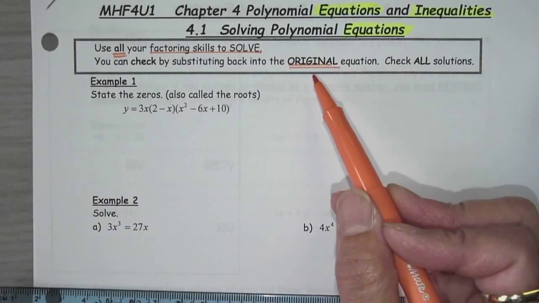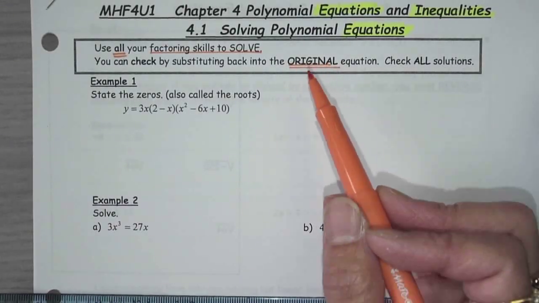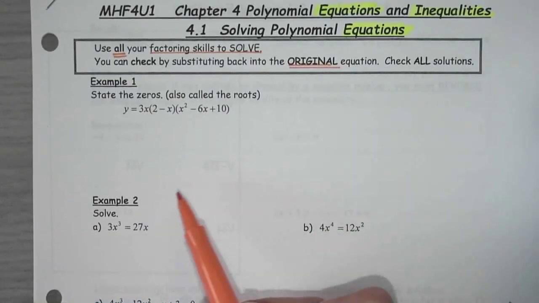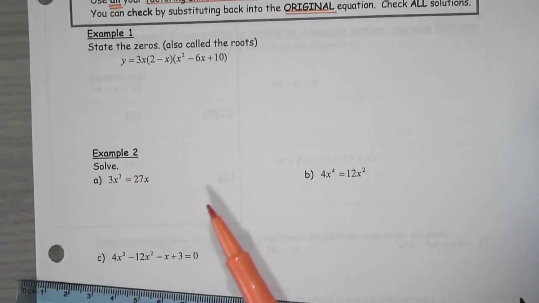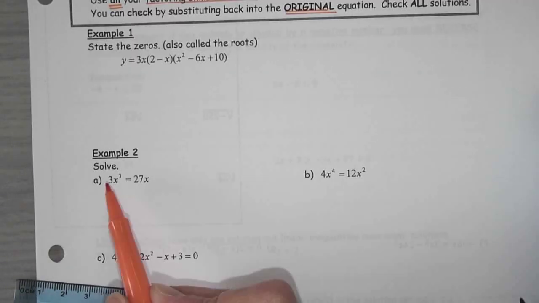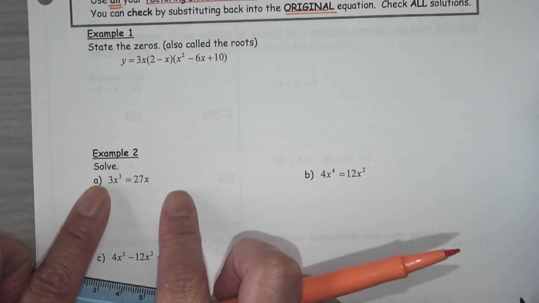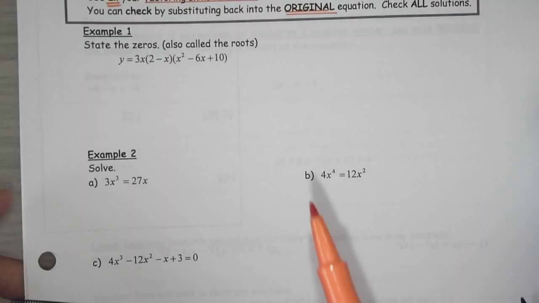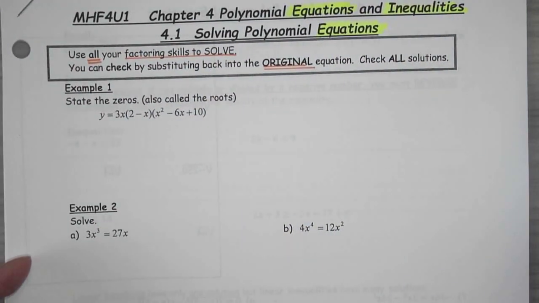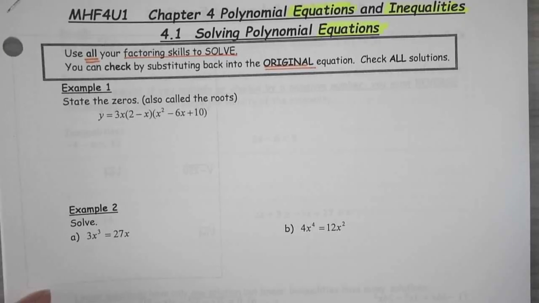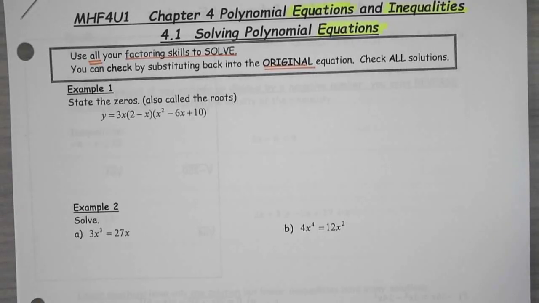So check it in the original. The main point here is to check it in the original, not in whatever you did to the equation. As soon as you bring the 27 over, you might have made a mistake, right? So check in your original that left side equals right side. So back to the grade 9 kind of check idea. You should check all your solutions. If you get 3 or 4 solutions, you should check all of them. We'll talk about checking later.